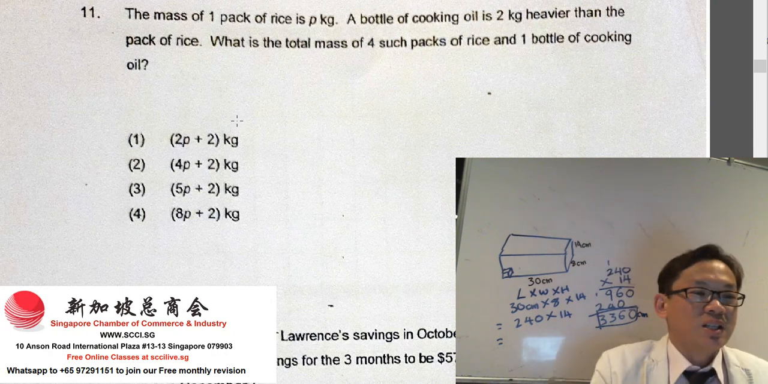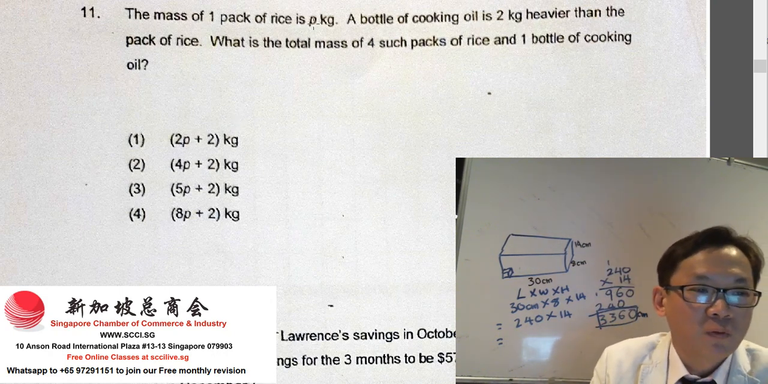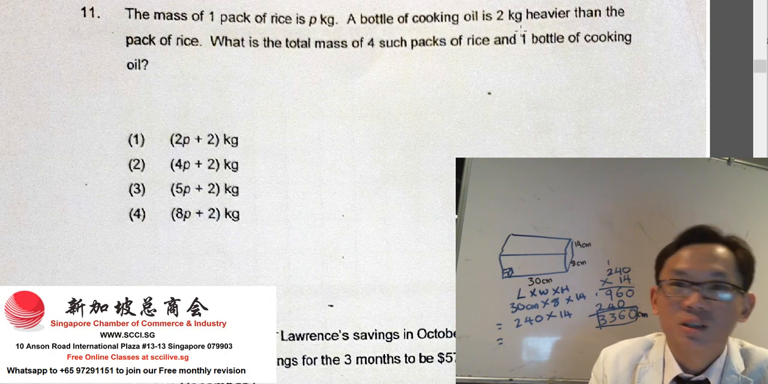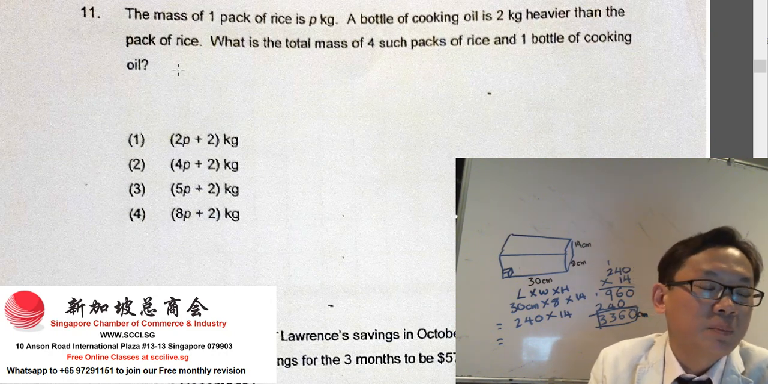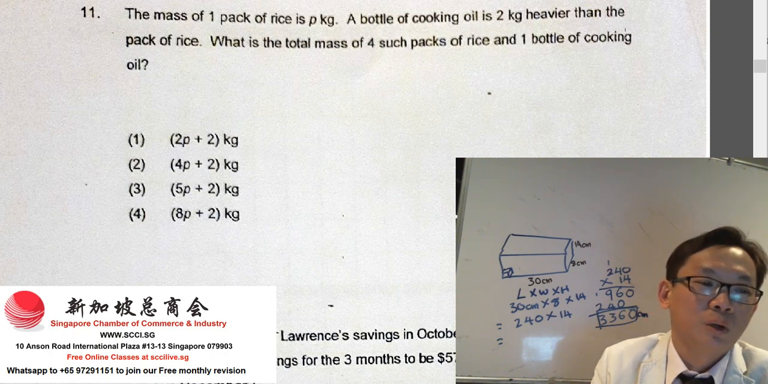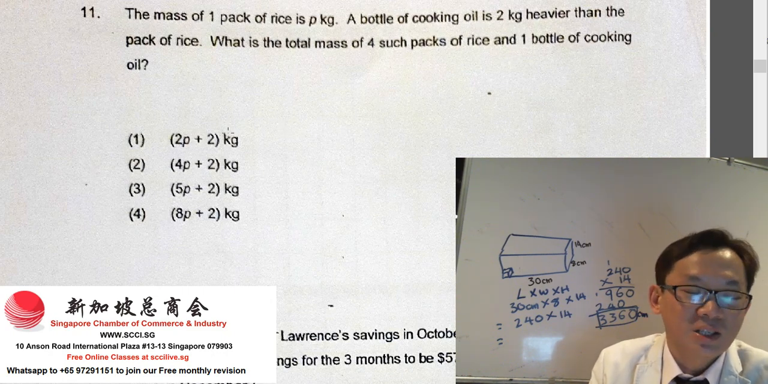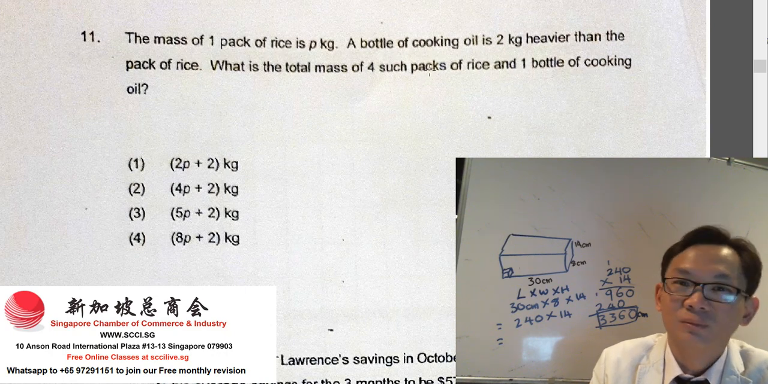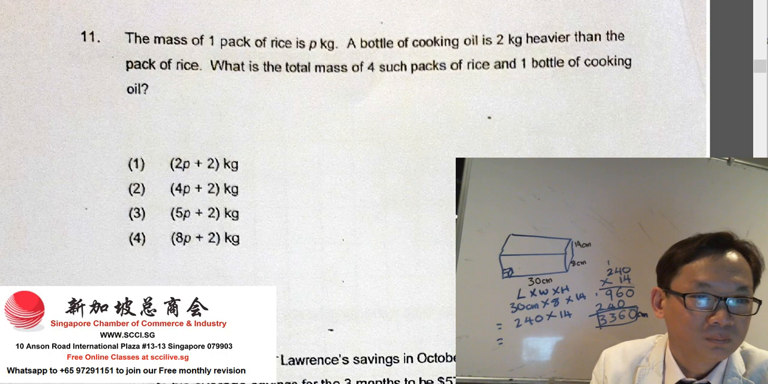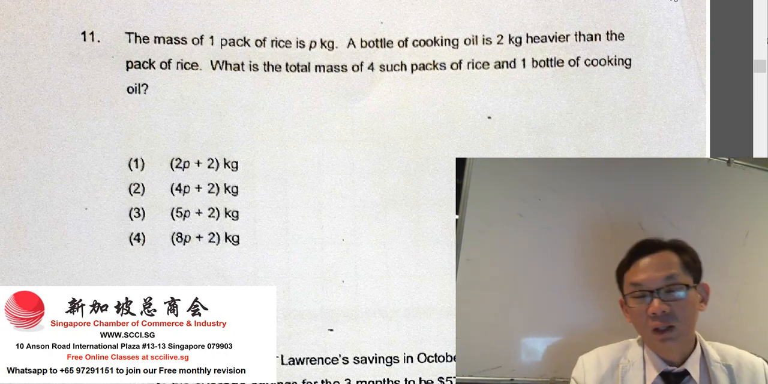The question states the mass of one pack of rice is p kg. A bottle of cooking oil is 2 kg heavier than the packet of rice. What is the total mass of 4 packets of rice and 1 bottle of cooking oil? Let's analyze it slowly to find the right answer. Are you able to work it out? Take some time, try to work it out. Do you work out the answer?